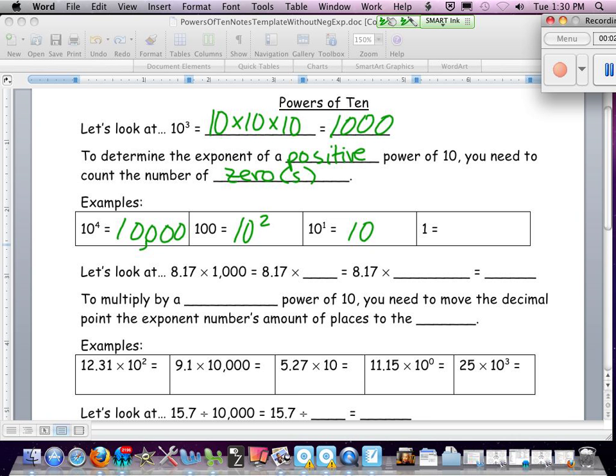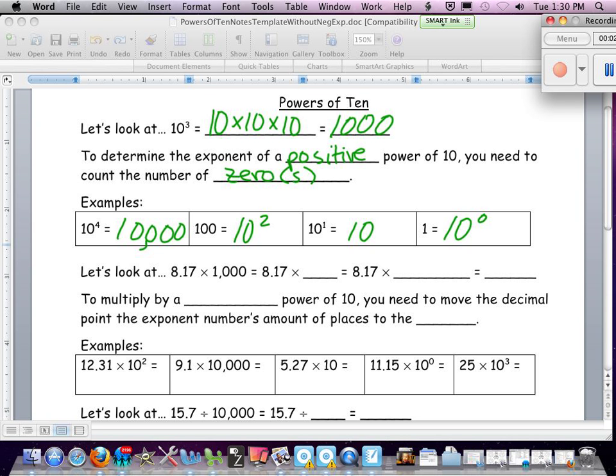How many zeros does it have? 0. So it's 10 to the 0 power. Because remember, any number to the 0 power equals 1. Because ultimately it's the number divided by itself. So any number to the 0 power equals 1, but this shortcut trick will work for that too. It's like 10 degrees. Don't get too confused with that.